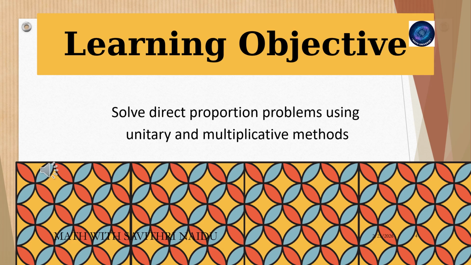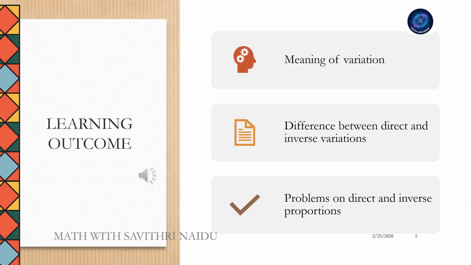Our learning objective is to solve direct proportion problems using both the unitary method and the multiplicative method. Learning outcome. At the end of this lesson, you will understand the meaning of variation, the difference between direct and inverse variations, and you will be able to solve related problems accurately.